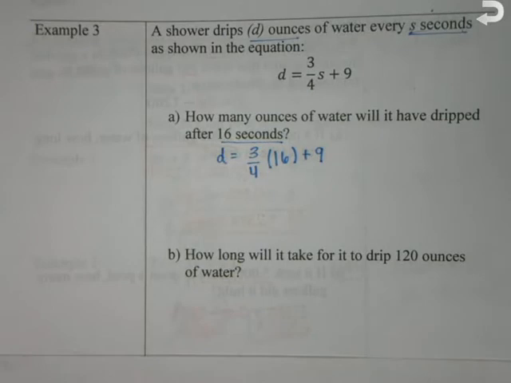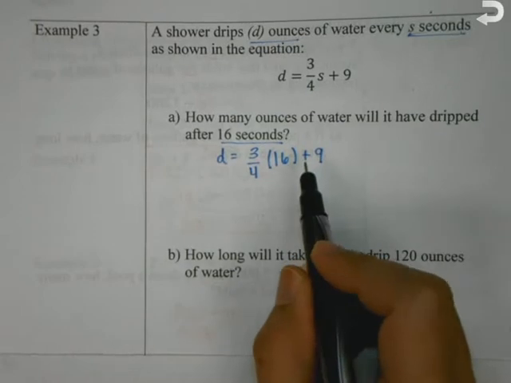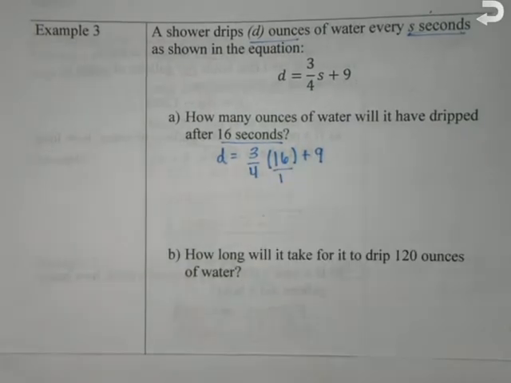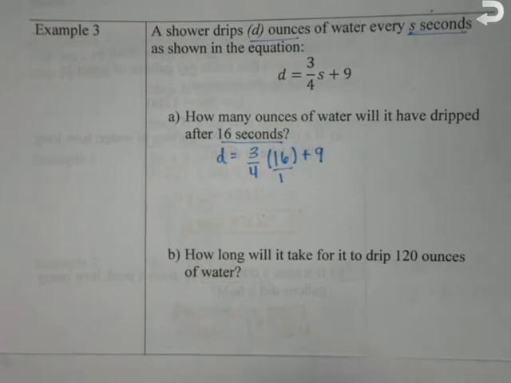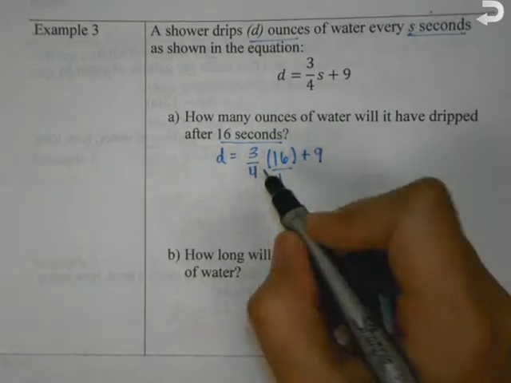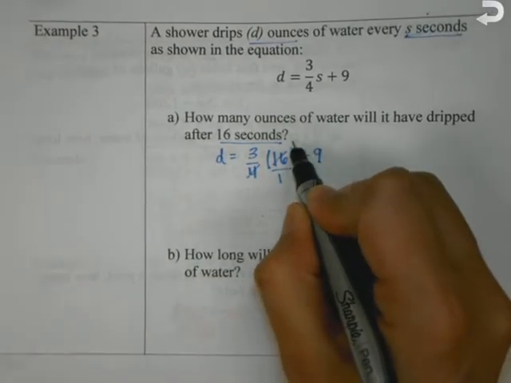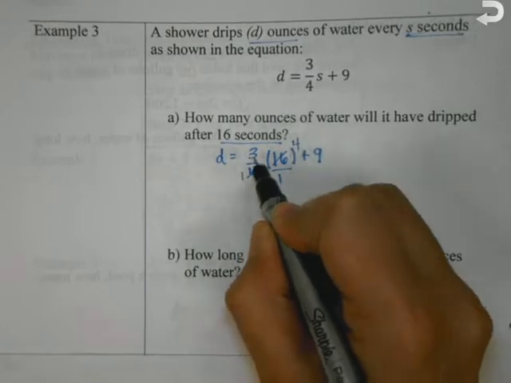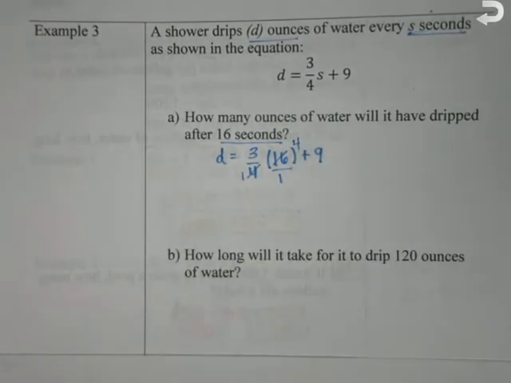Okay, so you want to multiply 3/4 and 16? Yeah, there you go. Okay, so we can cross-reduce a little bit, right? Yes or no? Okay, 4 goes into 16 how many times? 4. So this is a 1. So now what are we going to do? We cross-reduce, so what do I need to do next?